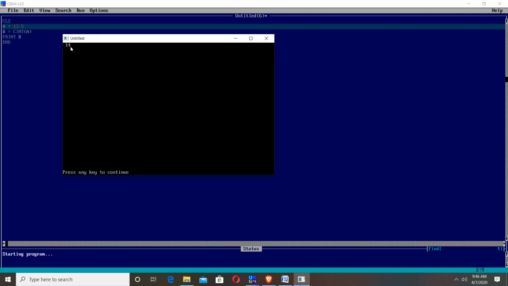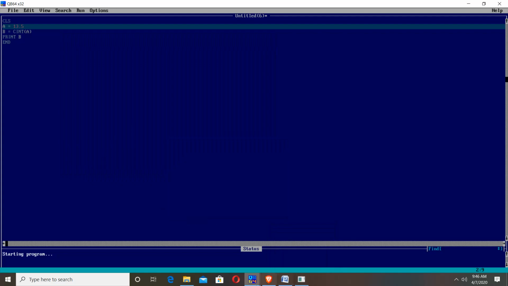In case of INT, it just removes the number after the decimal place, but in case of CINT, it either rounds up or rounds down the number. If the digit after the decimal place is smaller than 5, it rounds down the number, otherwise it rounds up the number. Okay, this is the use of CINT.